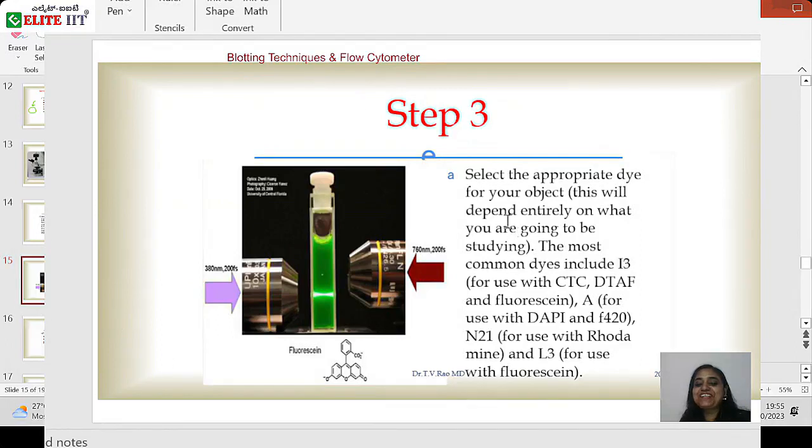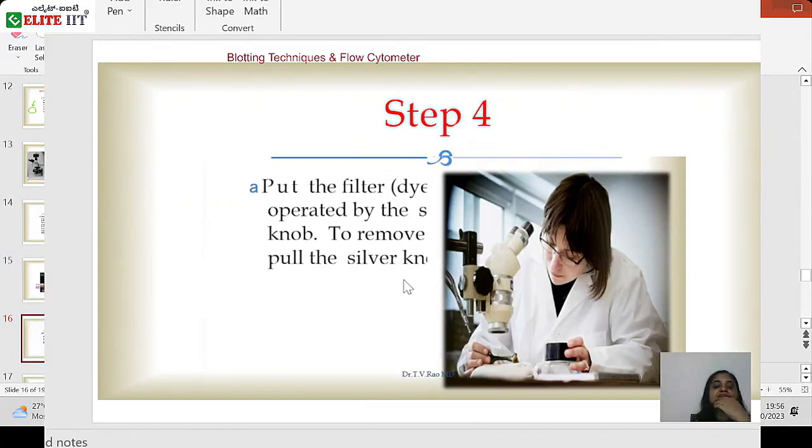Now, step three is select the appropriate dye. You can consider this the sample preparation. Select the appropriate dye for your object. The most common dyes include these different dyes. These are the names of the compounds; if possible, you remember them. These are the fluorophores utilized during the detection of the cell. In different slides, different numbers of fluorophores are given.